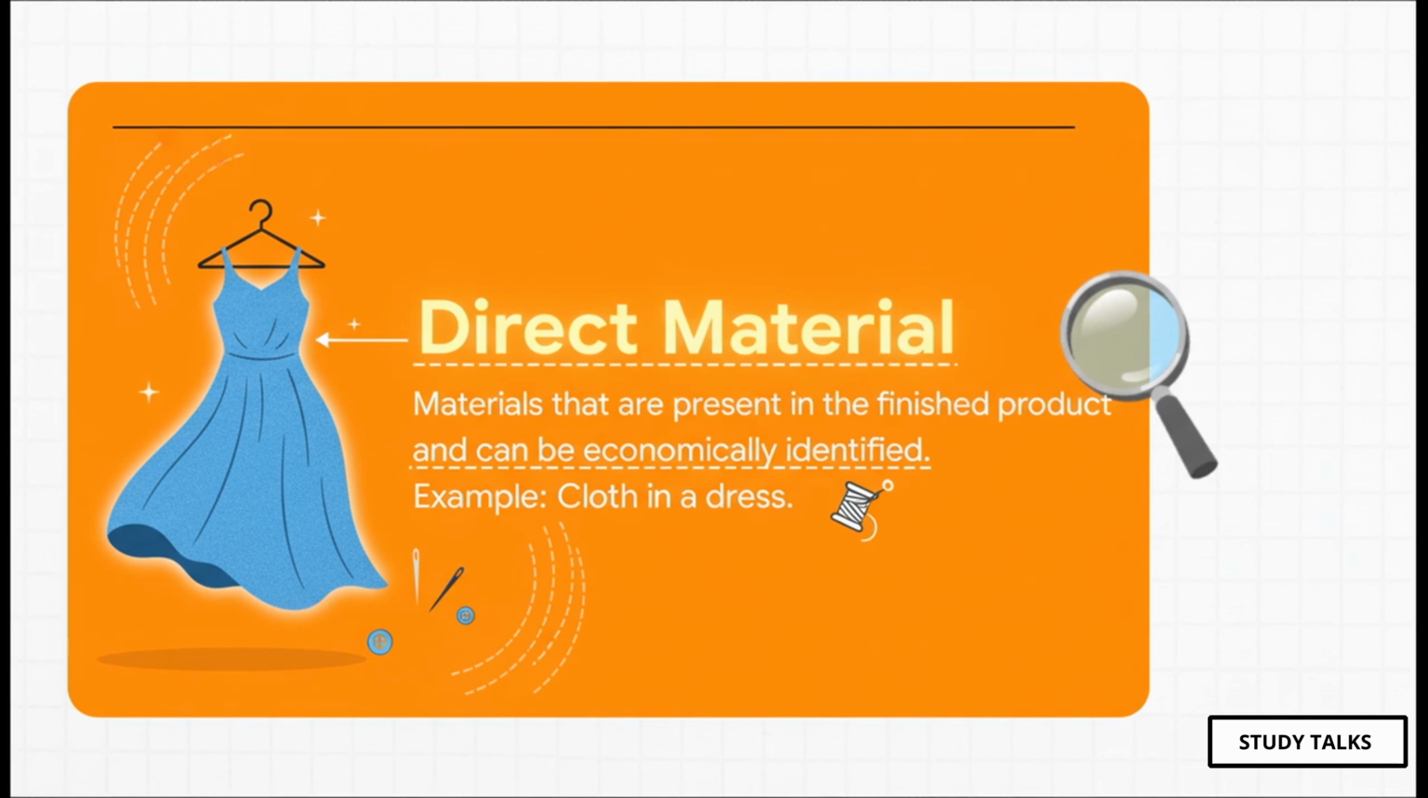Okay, let's zoom in on the direct costs. First up, direct material. Super straightforward. This is the stuff that's physically in the finished product, and it's a big enough cost that it's worth tracking. The perfect example is the cloth in a dress. You can see it, you can touch it, you can measure how much you used. It's a textbook direct material.